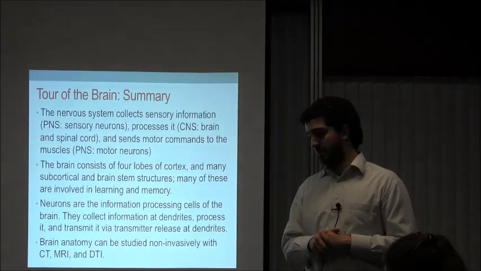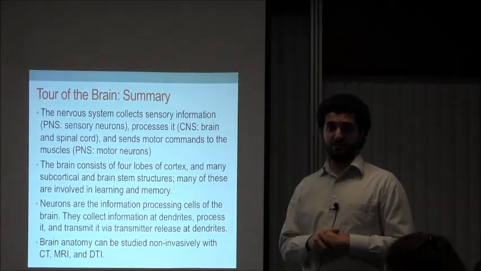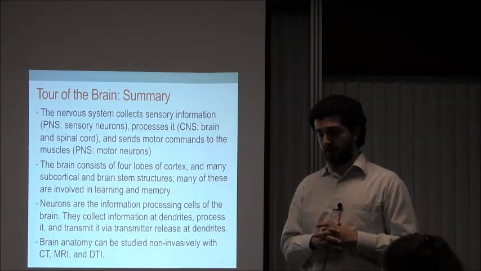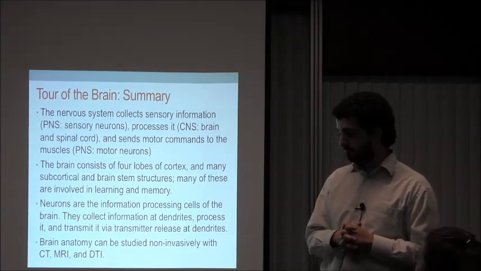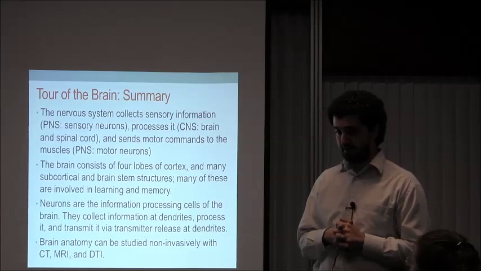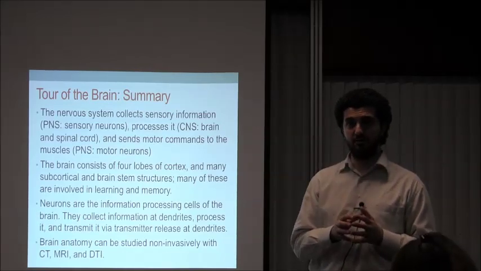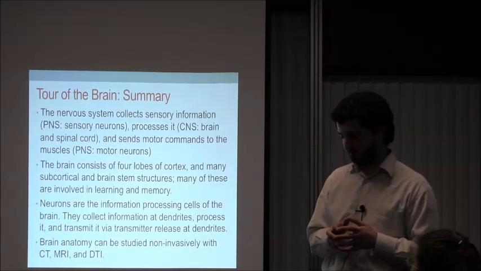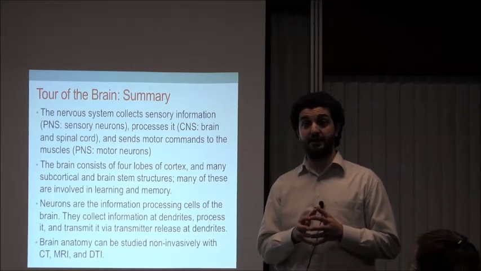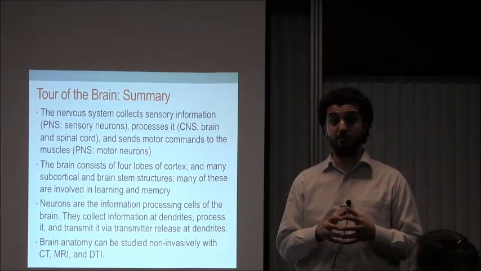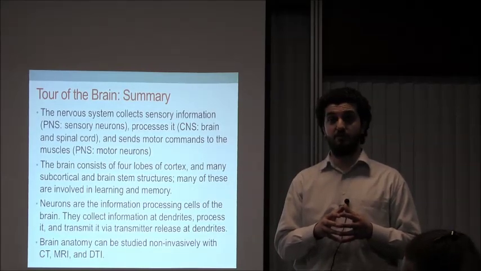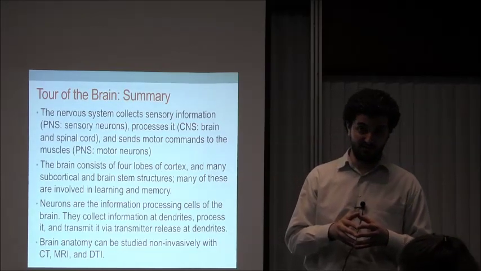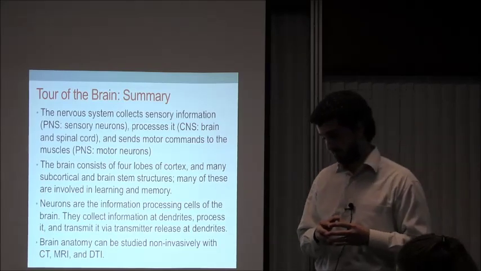Okay, in summary, the major parts of the nervous system are the central and the peripheral nervous system. The brain has 4 major lobes: frontal, parietal, occipital, and temporal. And neurons and glial cells are the building blocks of the central nervous system. Neurons are majorly composed of dendrites, somas, and axons. There are different types of glial cells that support neurons and neuron function.